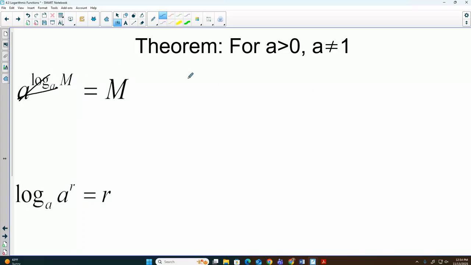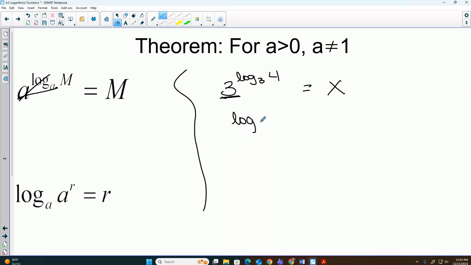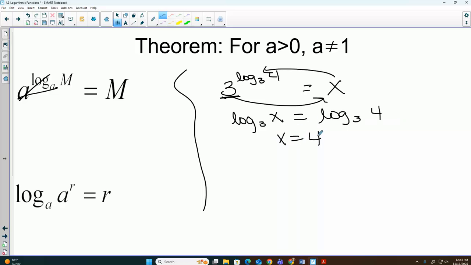Another way to think about it, if I gave you an example with numbers. I said 3 to the log base 3 of 4 power, and I told you to evaluate that. Technically, this is an exponential, right? I have 3 to a power equals x. If I want to write my exponential as a logarithm, we start with log base 3 of x equals log base 3 of 4. So then, kind of like our exponent rule, if we have the same log on each side, we can drop it, and you just get that x is 4. So if the base of the exponential and the log are the same, they will undo each other, and just give you that argument.